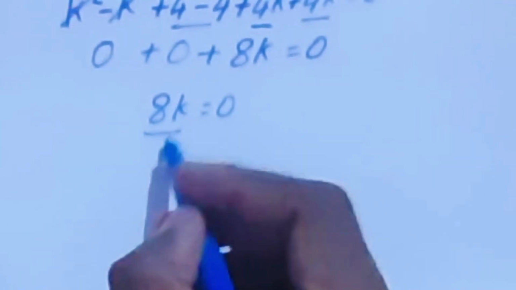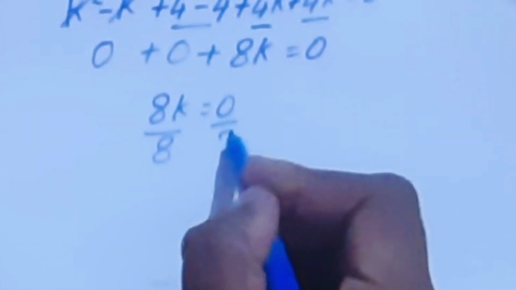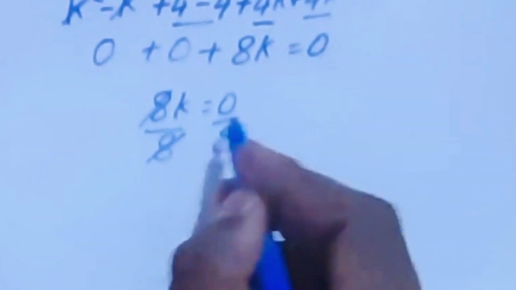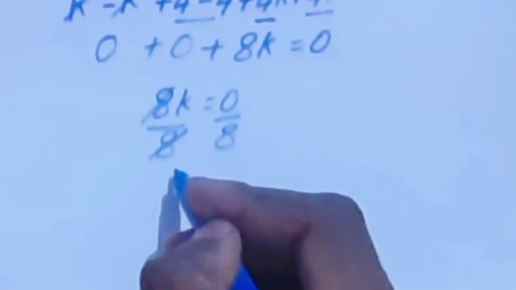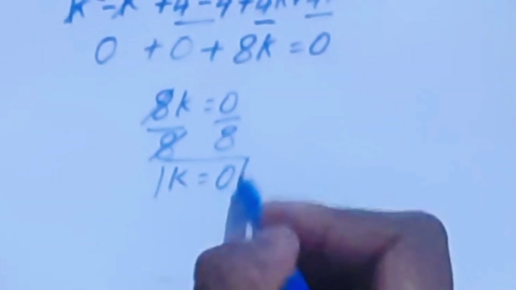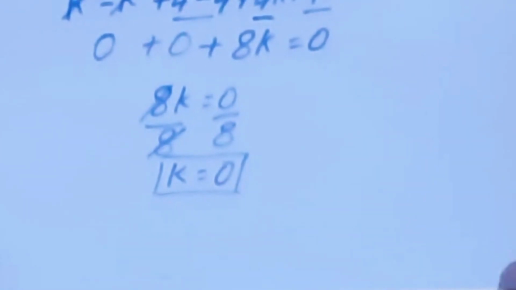Now we are going to divide by 8 on both sides. So on the right hand side 8. This 8 cancels this 8. So here we have 0. So here k equals 0. This is the value we found in the first method.